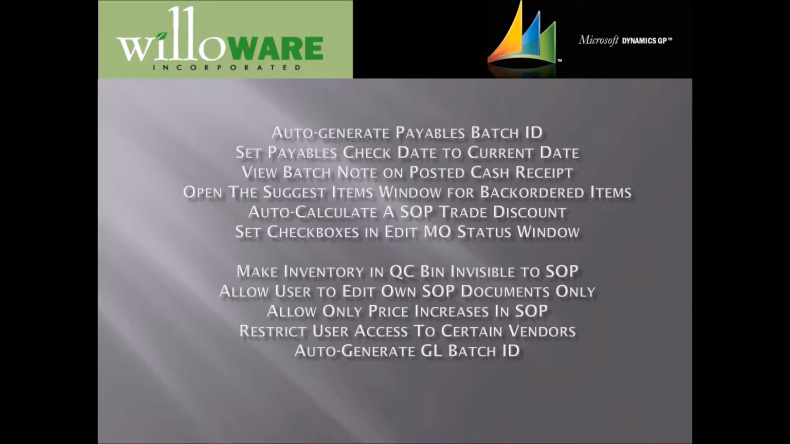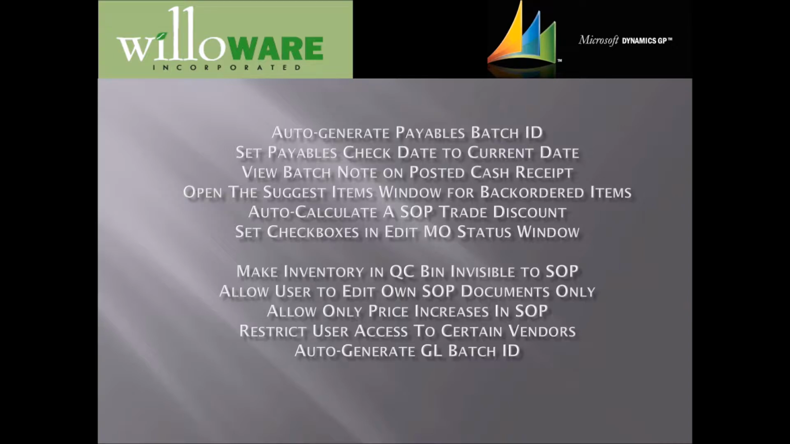Open the Suggest Items window in Sales Transaction Entry for backordered items. This is another kind of interesting one. The Suggest Items window does not open for a backordered sales line quantity. This tweak gives you the ability to pop open the window if you've got a backordered quantity and select from a suggested item.